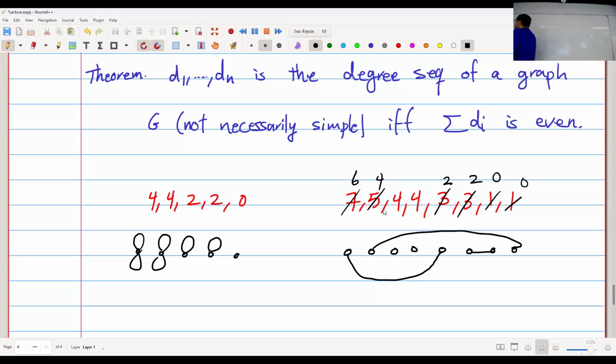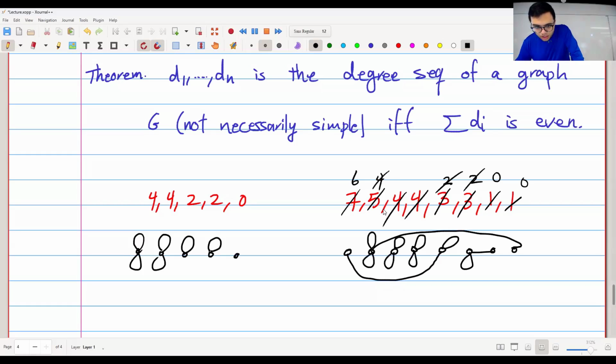Okay. I can always do this. I can always pair up my odd degree vertices because I have an even number of odd degree vertices, because the sum of all the degrees was even. And after I do this, I will only have even numbers and I know how to solve it for even numbers, just add self loops. So I'll just add a self loop here for this 2, I add a self loop here for this one, I add 2 self loops here, 2 loops here, 2 loops here, and then I will actually need 3 loops here. This is my graph.